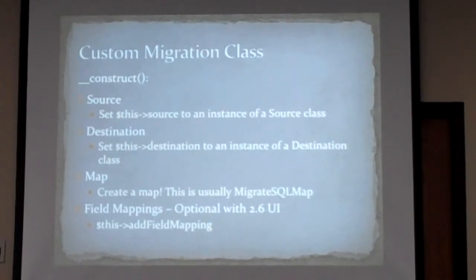And then I need to set up the map class, which, for ease of use, is usually MigrateSQLMap. There are 2 other maps, and I've honestly never used either one of them. So usually it's MigrateSQLMap, and that just handles the, I've taken FooCMS user ID 12 and I've mapped it to Drupal UID 72, whatever.